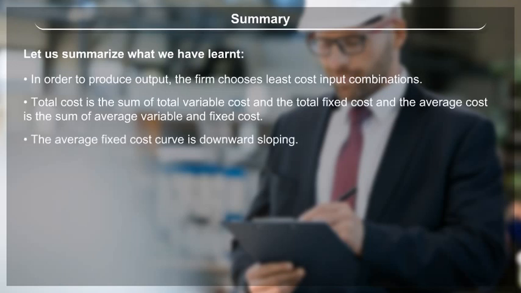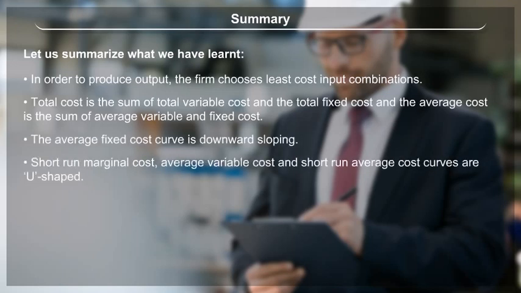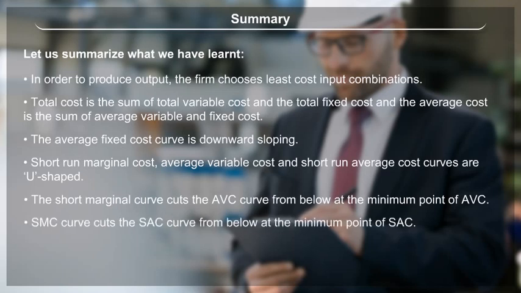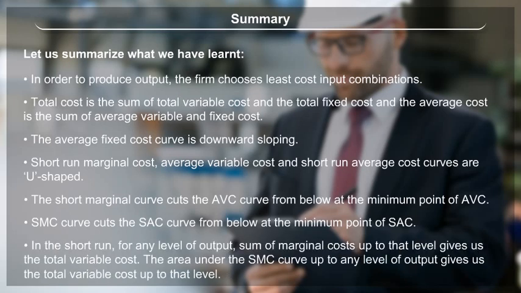The average fixed cost curve is downward sloping. Short-run marginal cost, average variable cost, and short-run average cost curves are U-shaped. The SMC curve cuts the AVC curve from below at the minimum point of AVC. The SMC curve cuts the SAC curve from below at the minimum point of SAC. In the short run, for any level of output, the sum of marginal costs up to that level gives us the total variable cost. The area under the SMC curve up to any level of output gives us the total variable cost up to that level.